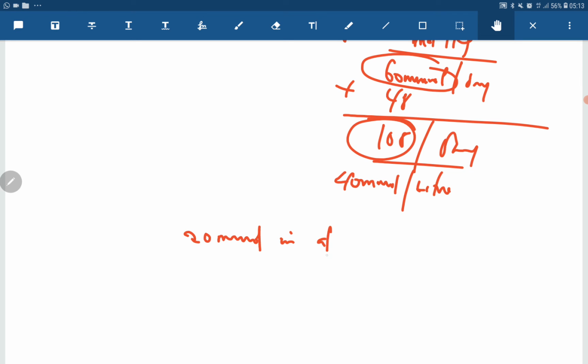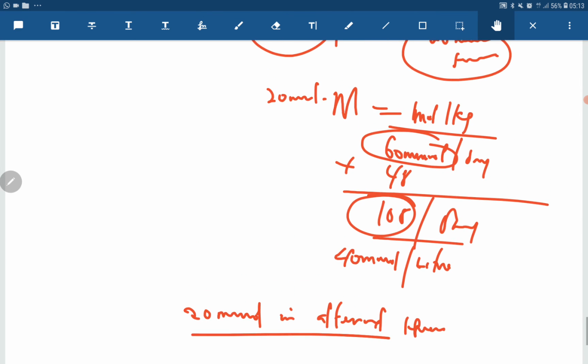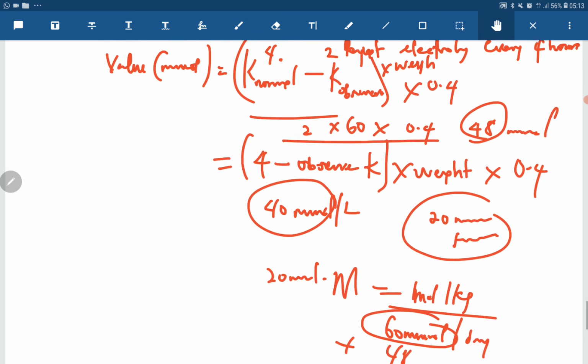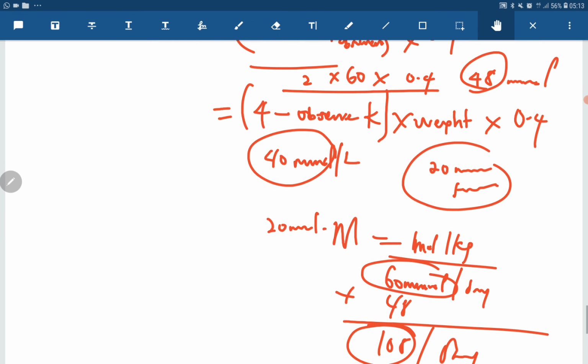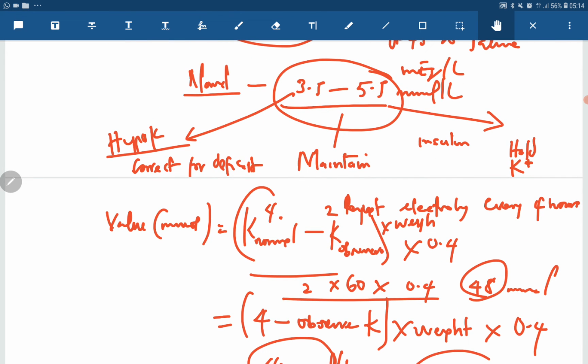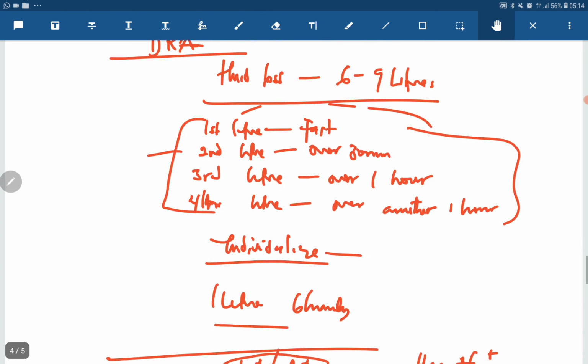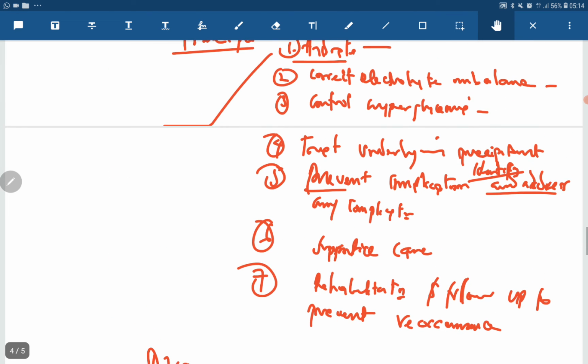in alternating liters of fluid, so that you maintain with that, and then you watch, still measuring the electrolyte values every 4 hours. So you have to measure it every 4 hours. Then that's that for the electrolytes. So you control hyperglycemia.